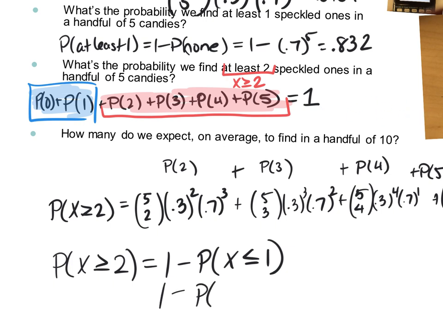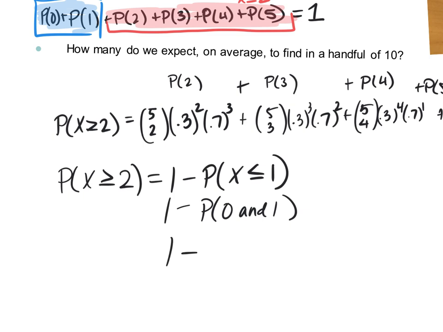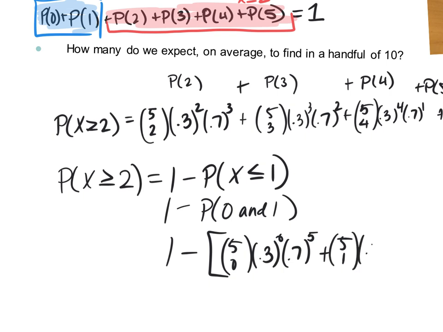Which would be the probability of 0 and 1, right? So 1 minus 5 choose 0, 0.3 to the 0, 0.7 to the 5th. Now again, when you do that in your calculator, you only need to do 0.7 to the 5th, but should we see it all plugged into the formula correctly? Absolutely. Because this question might say, which is the correct way to use the complement rule to find at least 2? Now the answer is the 1 minus part, plus 5 choose 1, 0.3 to the 1, 0.7 to the 4.